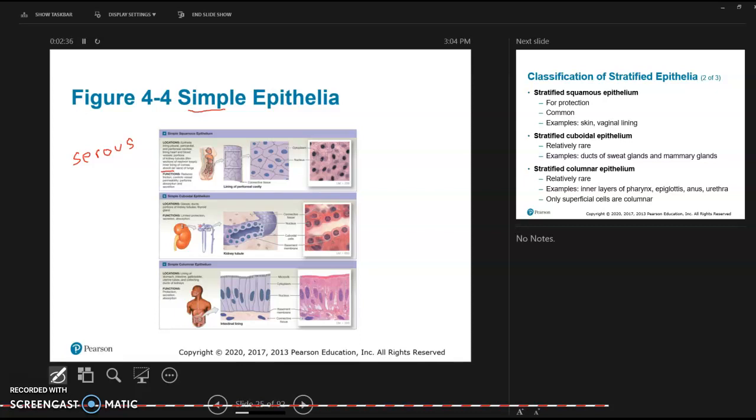And then you've got simple columnar in figure C. Those are very tall. The nucleus of all these cells is located in the same place, so it forms a row. When you look at several of the cells, there's a row of nuclei lined up. And the apical surface of simple columnar epithelium is often folded in these structures called microvilli, which increase the surface area. We find this simple columnar epithelium lining the intestines, and the microvilli increase the surface area for the absorption of nutrients.